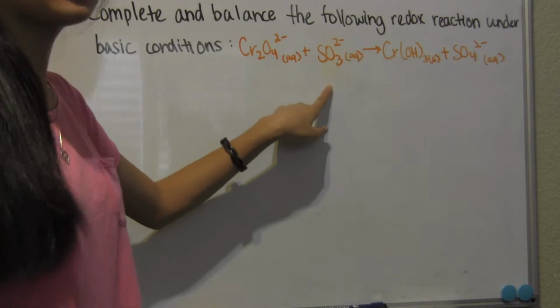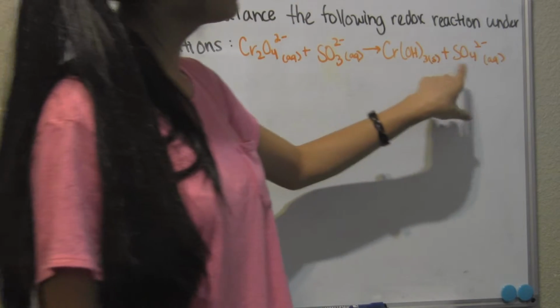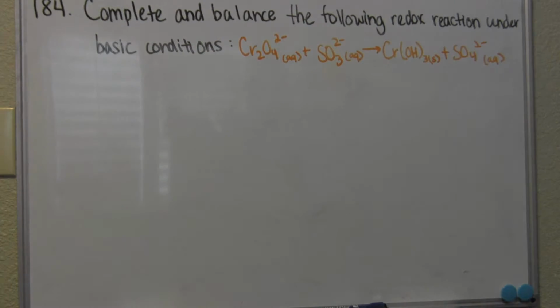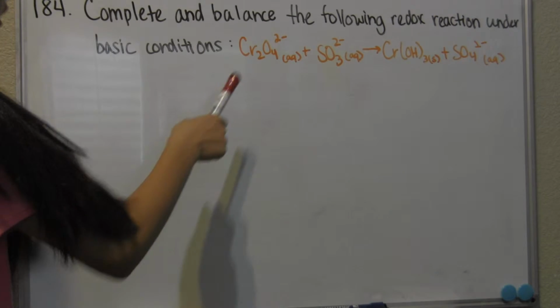So the reaction is Cr2O4 2- plus SO3 2- yields Cr(OH)3 plus SO4 2-. The first thing about a redox reaction that you should know is that it transfers electrons from one species to the other. So the first thing we have to do is create two half reactions from this redox reaction. Let's go ahead and do that.